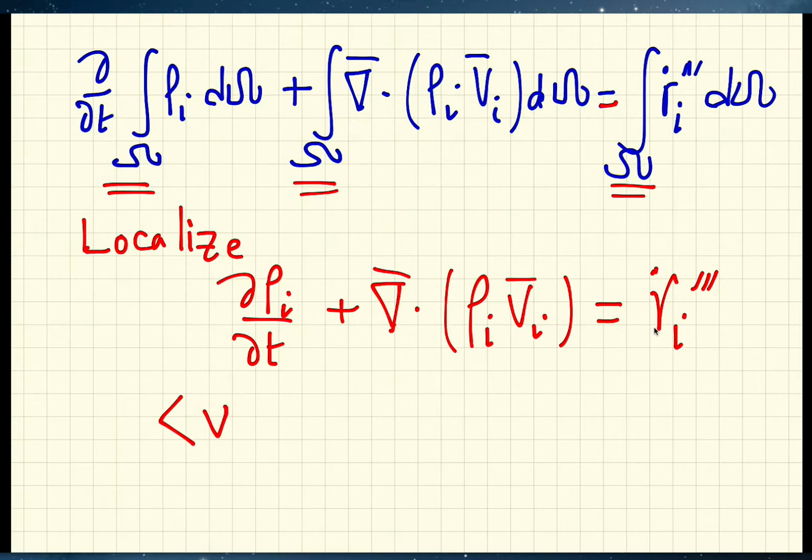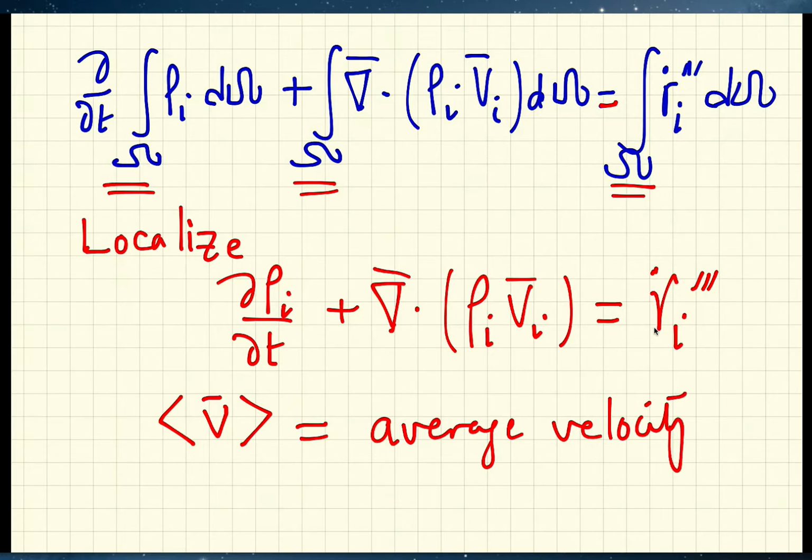So if we say let v bar with these brackets be the average velocity, that is for the whole stream, and we can actually use this to define a relative velocity. If you have a relative velocity v bar I relative, it will essentially be vi minus this average velocity for the entire system.